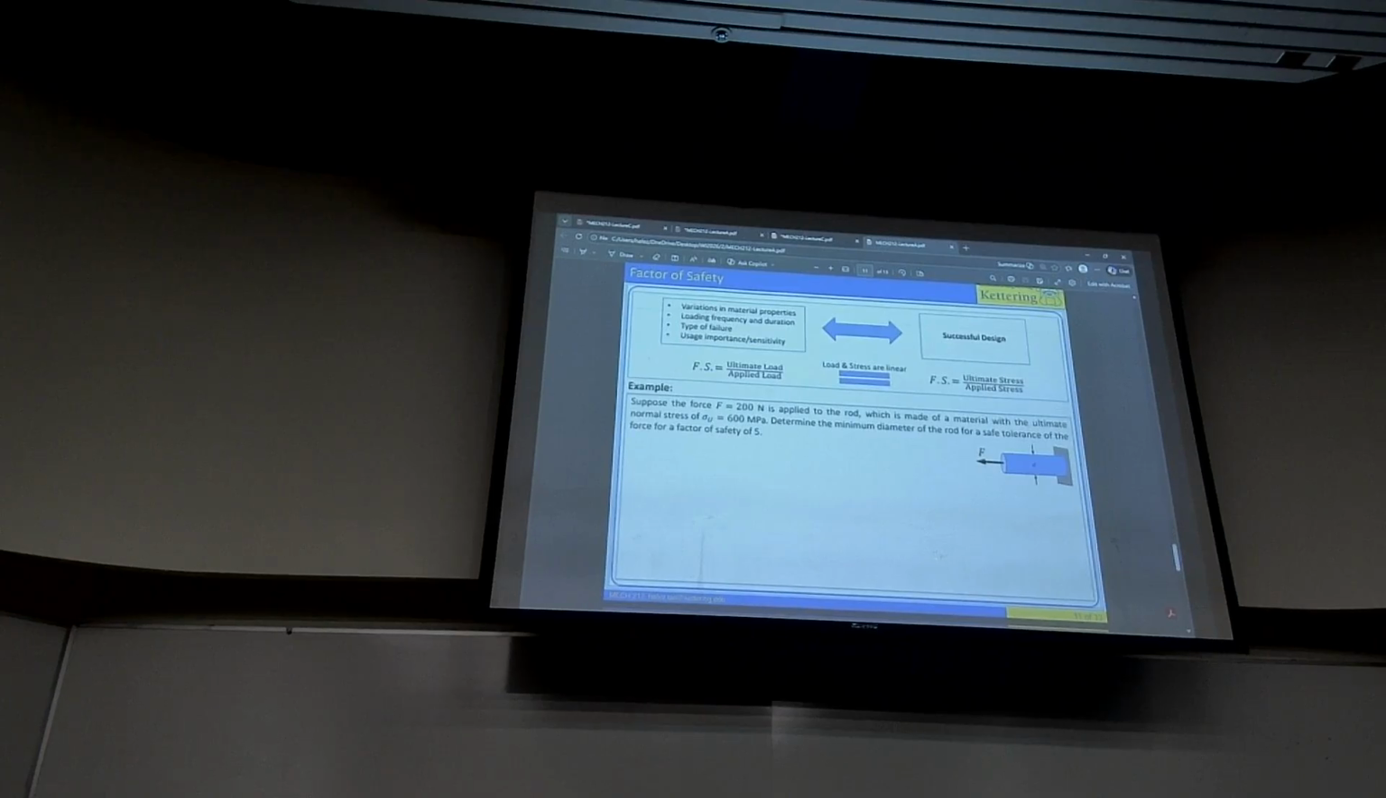All right, we said normal stress is force over area, but it's all an average value. When we pull or push on an object, it's not uniformly distributed on the cross section.